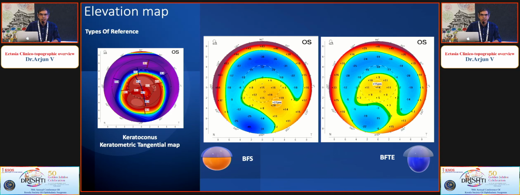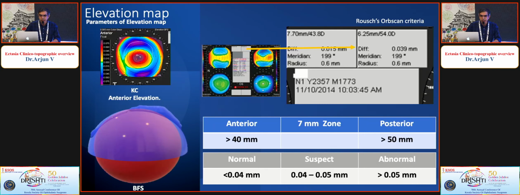Again, you have to see for the reference used. This is the same eye. One is the best-fit sphere, the other is the best-fit toric ellipsoid. The best-fit toric ellipsoid helps you identify the cone location. It's more sensitive in finding out the subtle changes in the eye. So again, the criteria: an anterior elevation of more than 40 or a posterior elevation of more than 50 is considered abnormal.